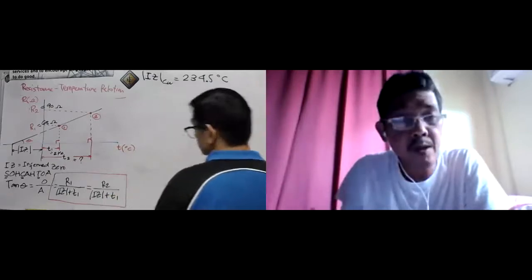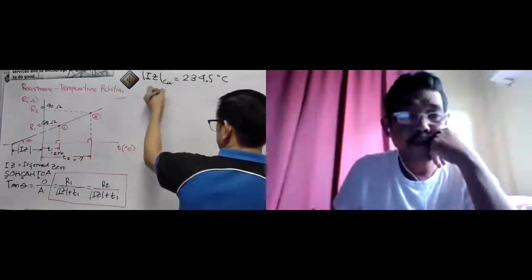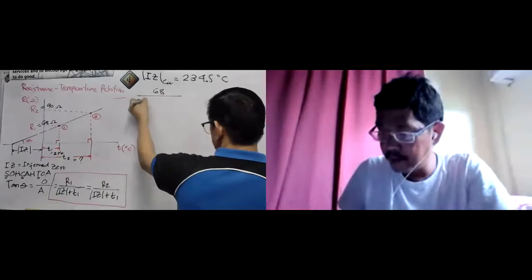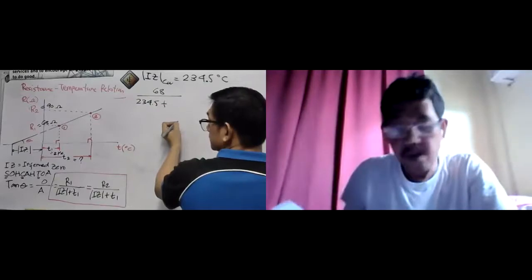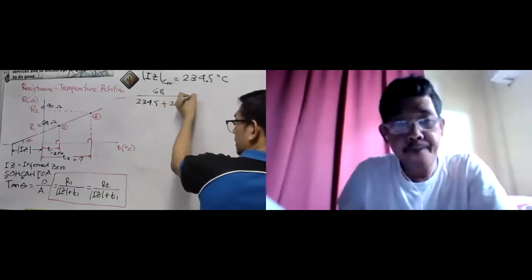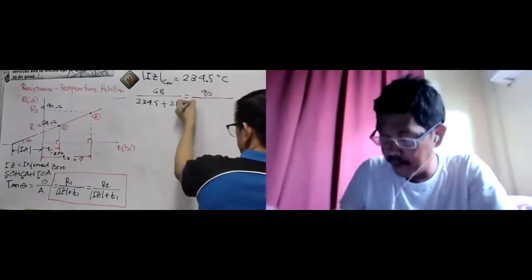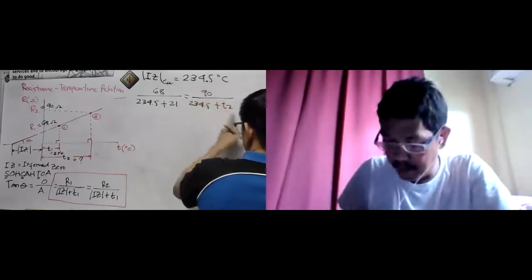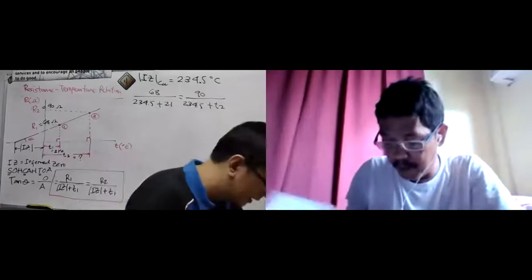So we just have to put R1, we have 68, using this formula, 68 over 234.5, and then plus temperature 1, 21. That is equal to R2, 90, over 234.5 plus T sub 2. And the question here is our T sub 2. Let us manipulate this algebraically first.